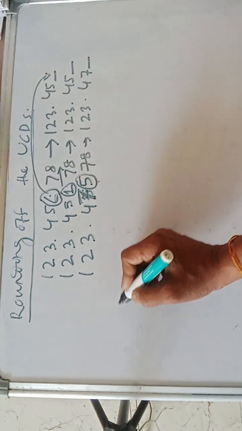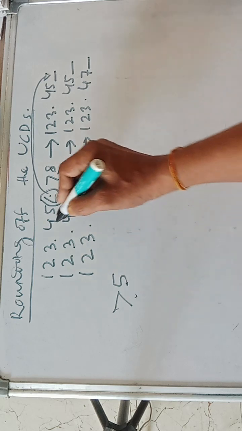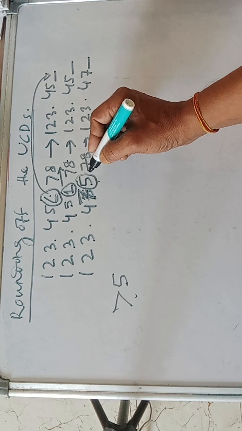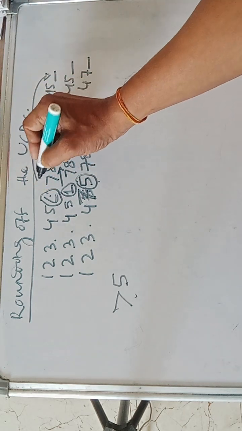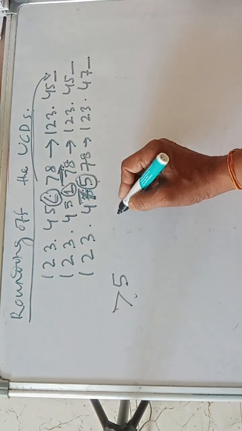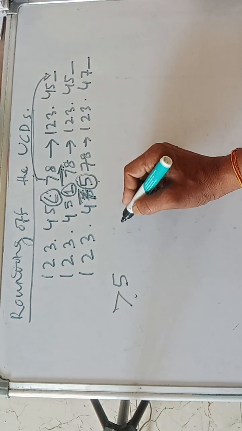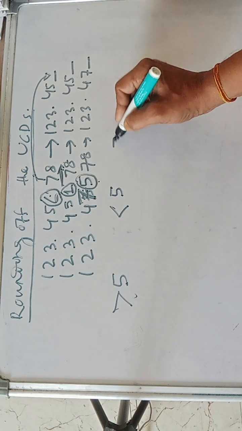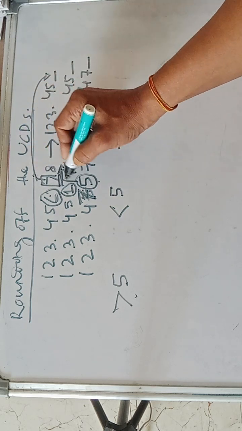Once 6 is greater than 5, we have categorized this result into three categories: whether the second uncertain digit is greater than 5, less than 5, or equal to 5. In this case, the second uncertain digit is 7.